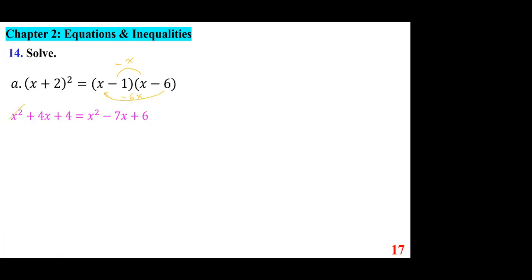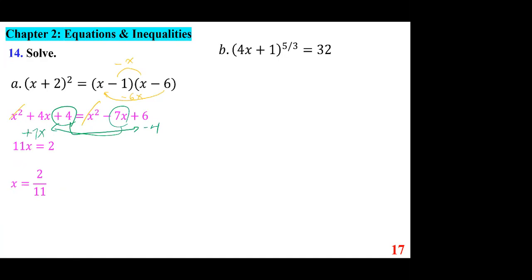So we can cross out the x squared. They are identical. If I move the negative 7x, I make it positive 7x. If I move the 4, I make it negative 4. That's why we get 11x equals 2, x equals 2 over 11, and we are done. And hopefully everybody is happy. Okay, this is it, everybody. So let's look at the next example.